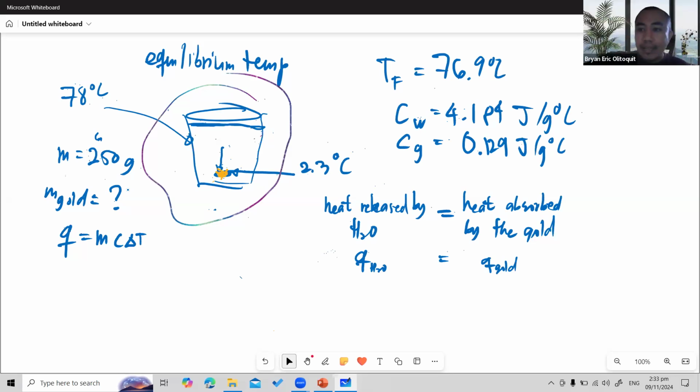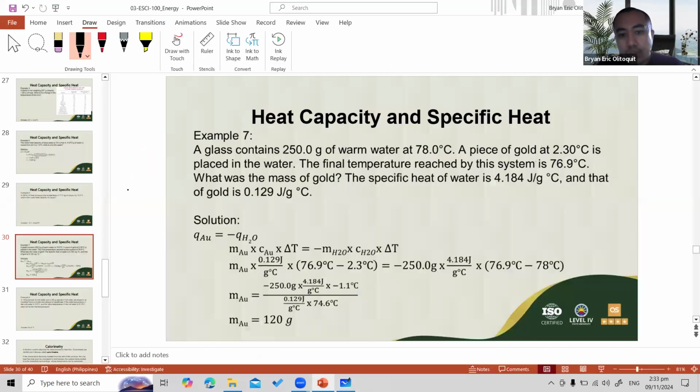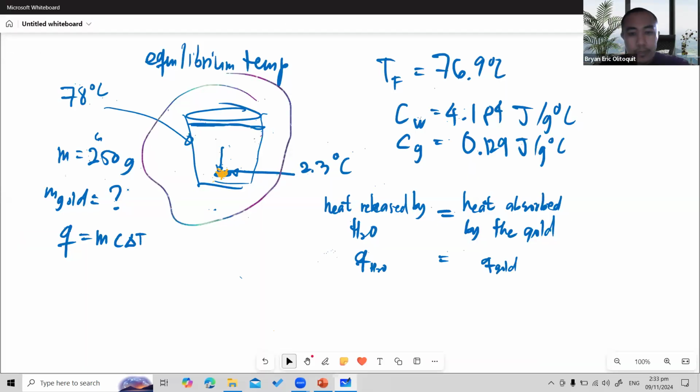Ayan. So, ang hinahanap pala is yung mass ng gold. Aalamin natin kung ilan ba tong mass ng gold na to. Of course, meron na tayong equation dito, meron na tayong solution dito. So, latag natin yung mga given. So, MC delta T for the water.